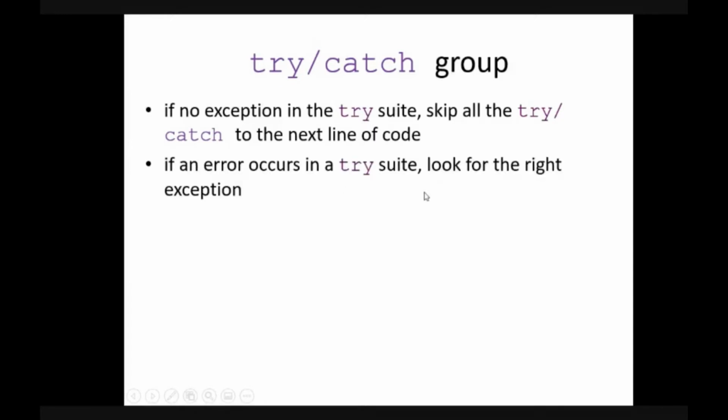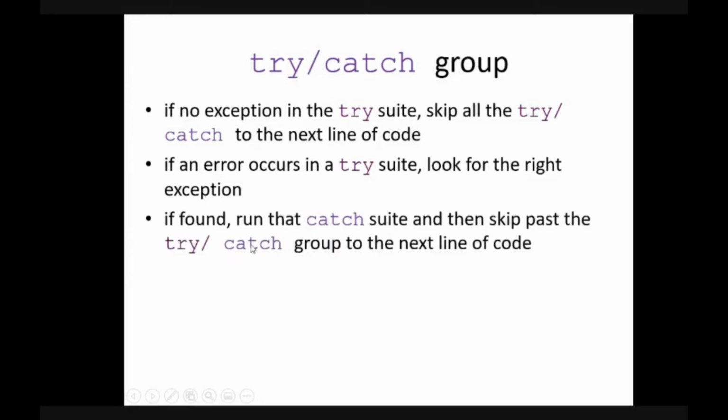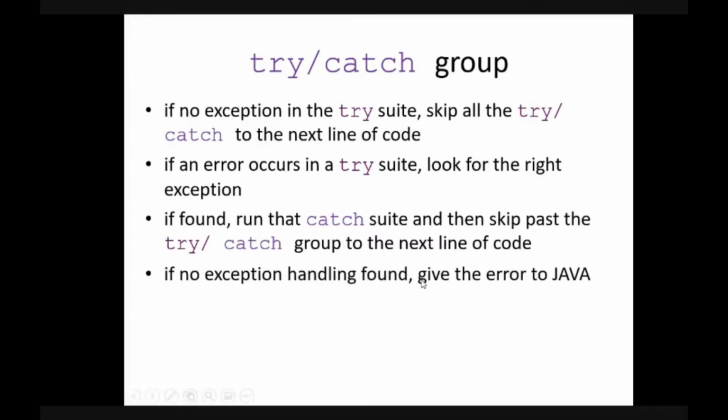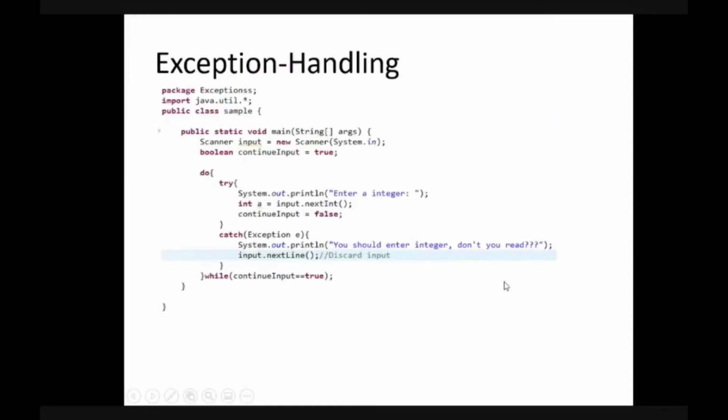If an error occurs, look for the right exception. If found, run the catch. Then skip past the group to the next line of code. So it is not halting the whole Java code. It is just printing out whatever you put in the catch, and then it will continue running the rest of the program. So you know there is an error there, but it might not affect the rest of the code. So why stop? Why halt the whole program? Just carry on, show the error there, that's all. If no exception handling is found, give the error to Java and Java will handle it.